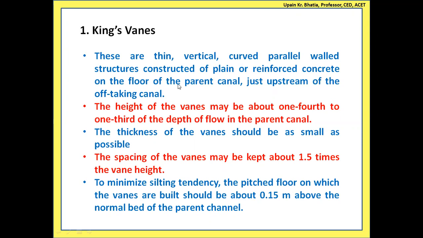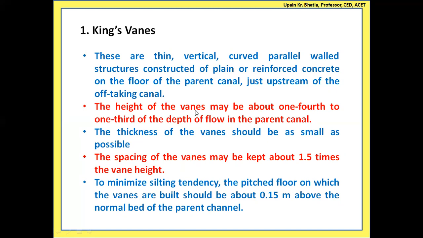The vanes are built on the floor of the parent canal, just upstream of the off-taking canal. Here you have to keep in mind that these are the type 3 devices, which are just analogous to the silt excluder, the type 1 device that we discussed in the last lecture. It is to be provided before the head regulator, before the water is diverted into the canal. So this is the location.